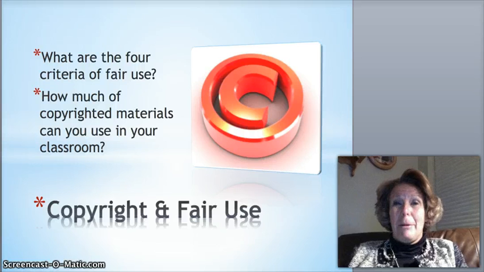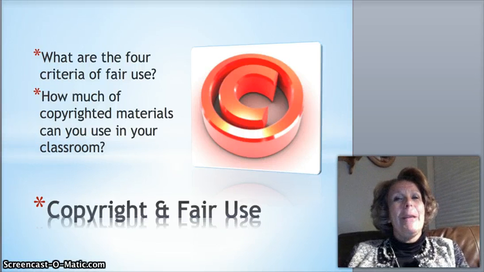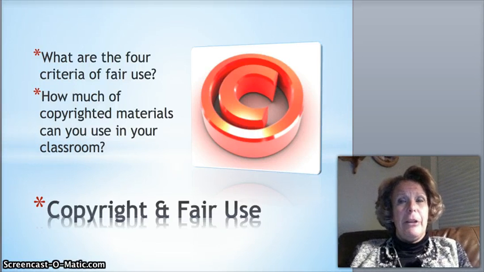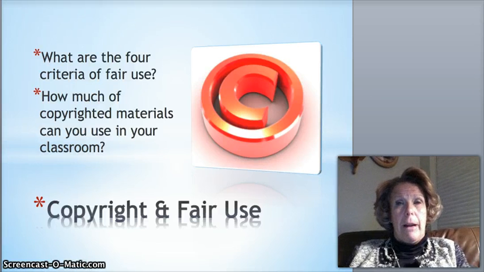Of course, copyright and fair use. We've spent a lot of time on that, but rightly so. It's very important, especially for teachers today, to understand this. What are the 4 criteria of fair use? Again, memorize those, know those, okay?